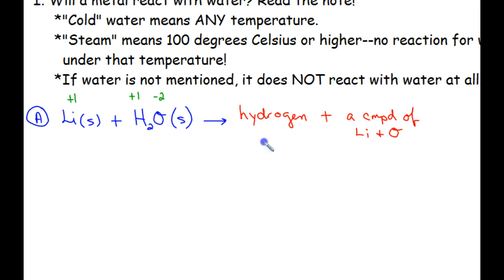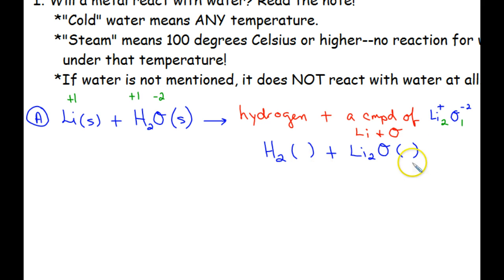So you would write H2. I'm going to come back to the state. And then a compound made from lithium and oxygen. Lithium is a +1, oxygen is a -2. Remember to swap, drop, reduce, so you would need 2 lithiums to 1 oxygen. So the correct formula for the compound is Li2O.